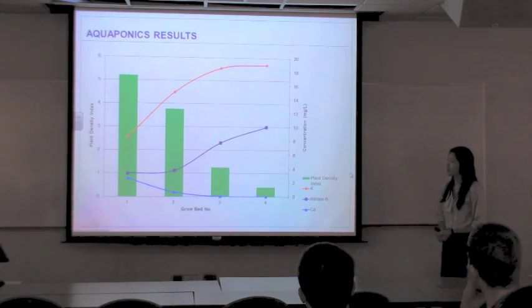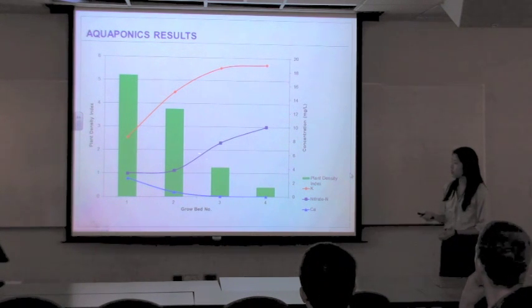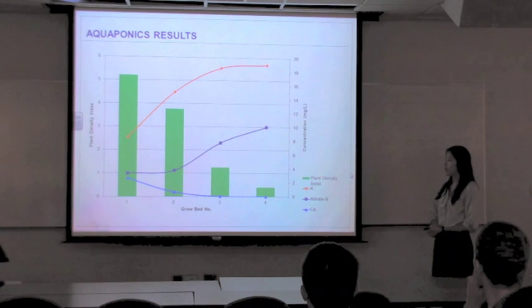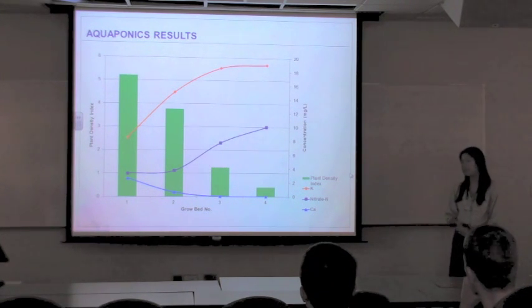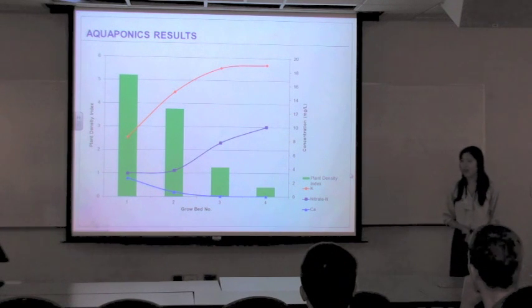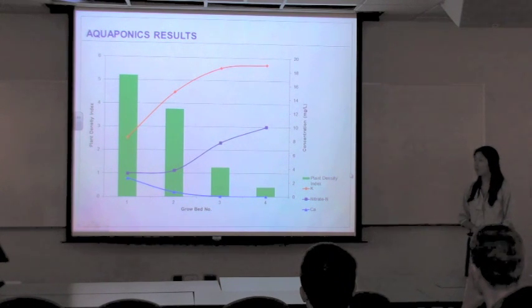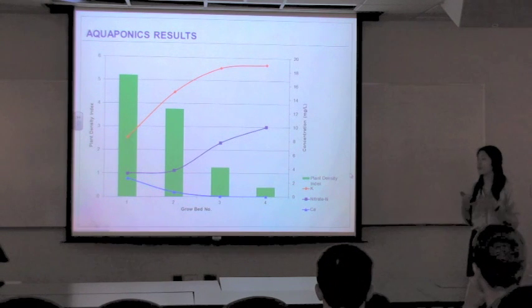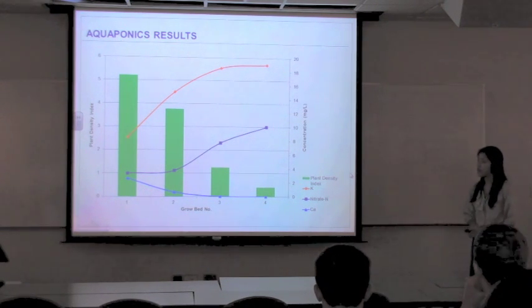Measuring all these tests are shown here. The green bars show the plant density in each of the grow beds, and the lines show the concentrations of potassium, nitrate, and calcium. So in the first grow bed, it has the highest density of plants, and so we would expect that grow bed to have the least amount of nutrients in it, because the more plants there are, the plants are going to keep taking up those nutrients from the water and use that to grow.